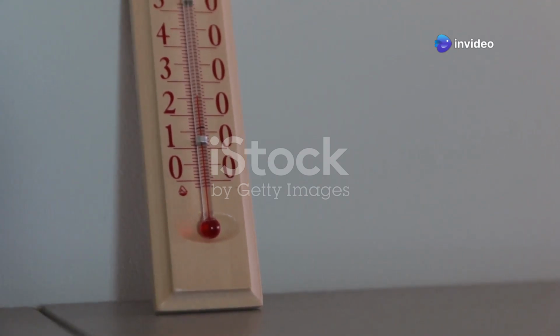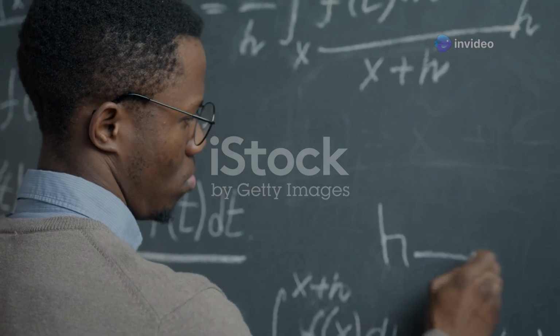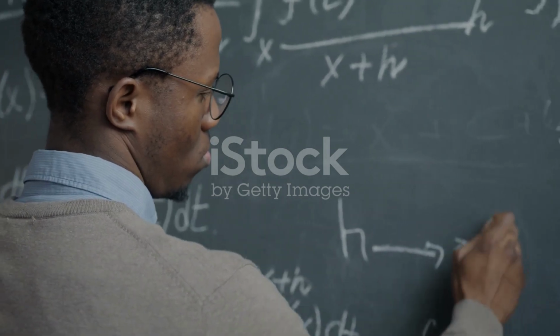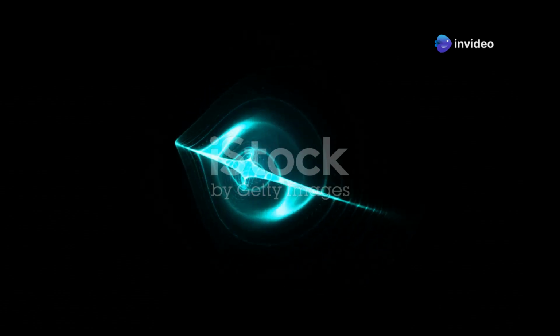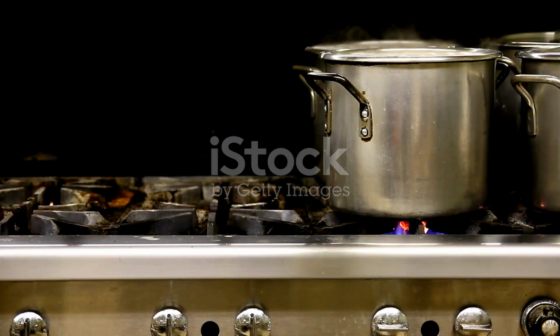Section 4. Temperature, measuring the intensity of heat. We often use the words heat and temperature interchangeably, but in the realm of physics, they hold distinct meanings. While heat refers to the total energy transferred between objects due to a temperature difference, temperature is a measure of the average kinetic energy of the particles within a substance. Think of it this way.